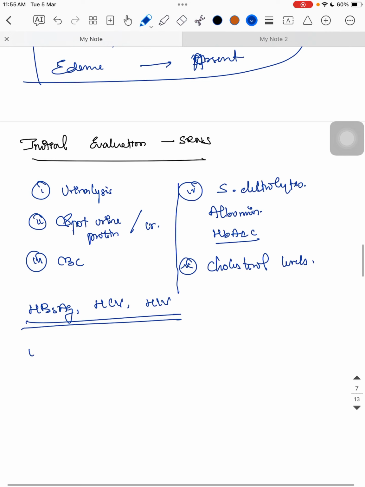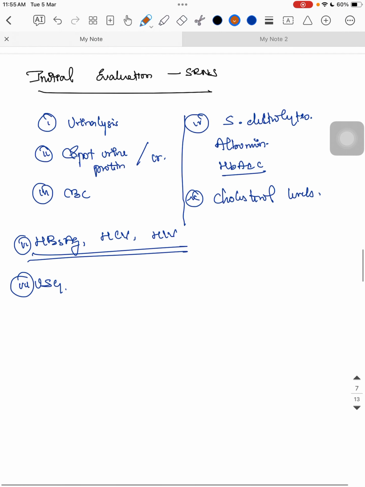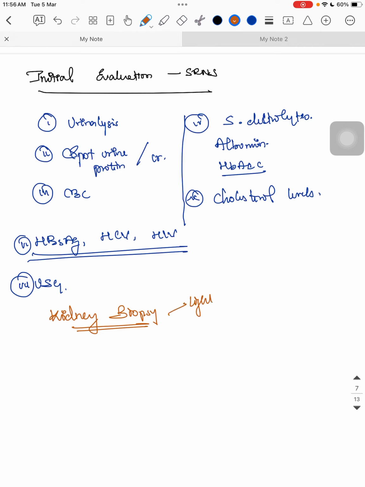Next you do ultrasonogram of kidneys. Next is kidney biopsy. Kidney biopsy we have discussed in our previous video. What are the indications for kidney biopsy? Here, before starting treatment with calcineurin inhibitors, because calcineurin inhibitors are nephrotoxic, you have to do a kidney biopsy before starting treatment with this CNI, that is calcineurin inhibitors. In kidney biopsy you have to look for light microscopy, immunofluorescence and electron microscopy.